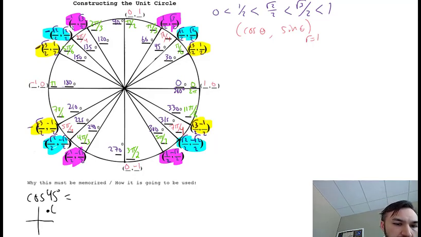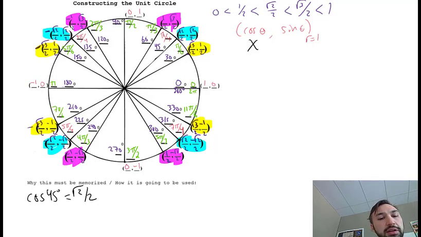And the point there, so step 1 is locating the right point. Step 2 is I have to know the unit circle well enough to know the point is square root of 2 over 2 and square root of 2 over 2. Finally, I have to know that in the unit circle, cosine gives me the x values, or comes from the x values. So the answer to this question is square root of 2 over 2.